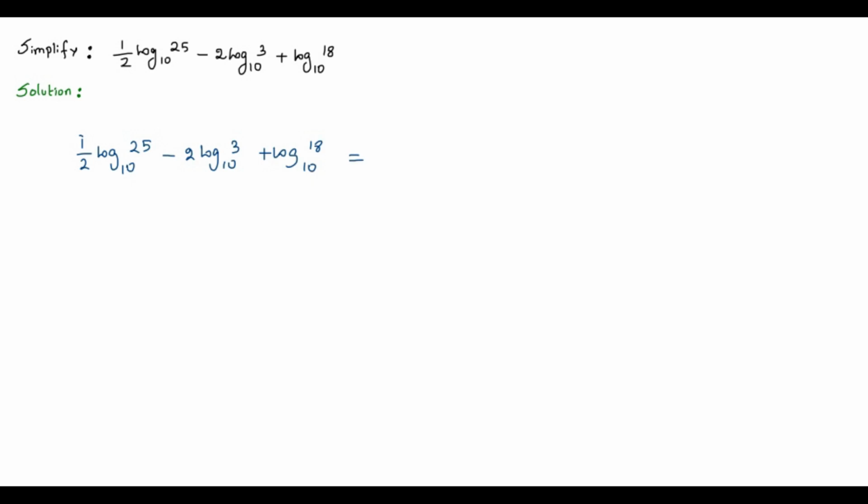In the first step, I am going to take this 1/2 as the exponent of 25 and this 2 as the exponent of 3. Using the third fundamental law of logarithm, I get log 25 to the power of 1 by 2 to the base 10, minus log 3 square to the base 10, plus log 18 to the base 10.